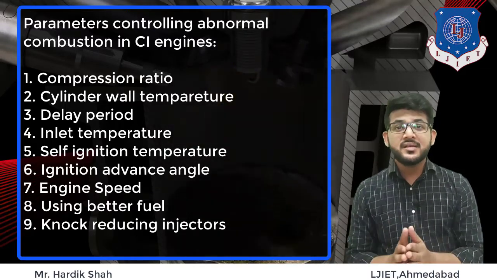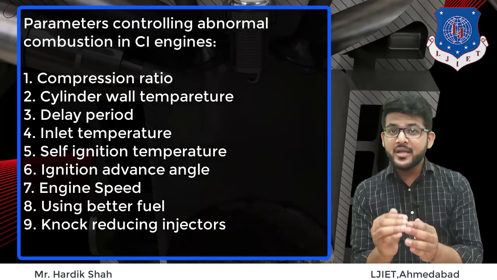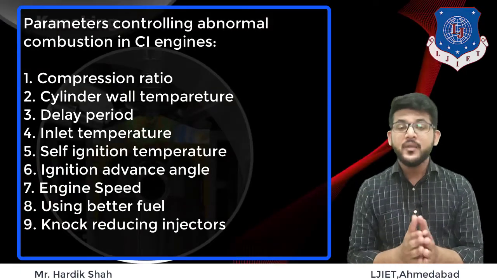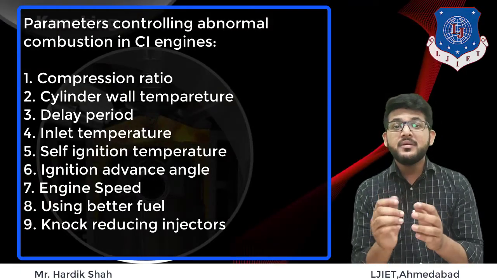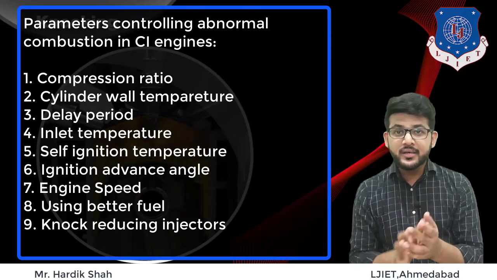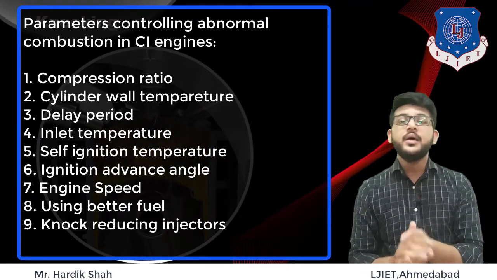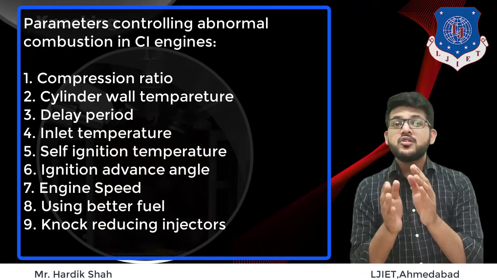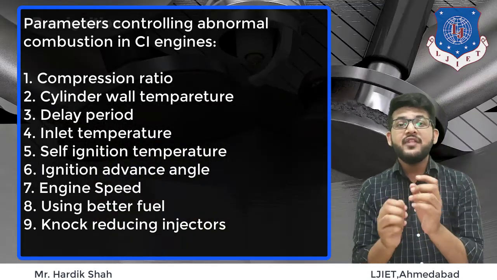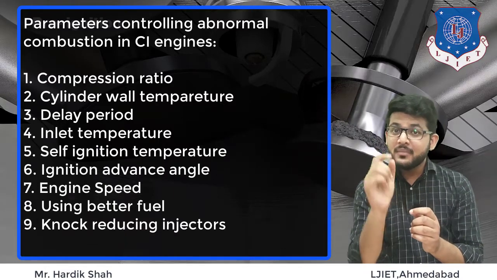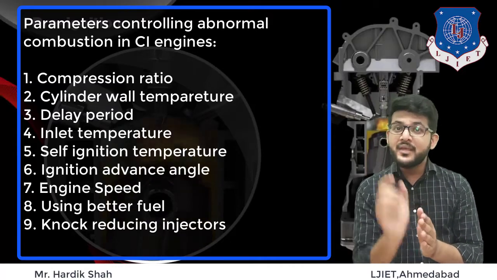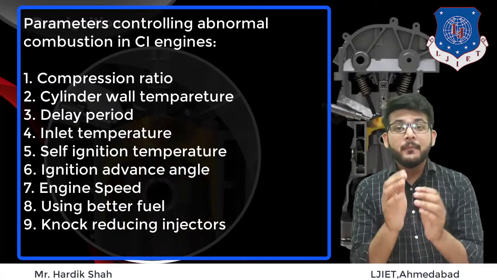Okay. Second one is cylinder wall temperature. If the cylinder wall temperatures are high, the delay period will be less and hence the knocking will also be less. Third one is delay period. The delay period must be small. If the delay period is large, more fuel will be accumulated in the engine, and it will burn suddenly. Fourth one is inlet temperature. For a smaller delay period, the inlet temperature must be high. Fifth one is self-ignition temperature. Self-ignition temperature must be low so that less time is required to reach the temperature. Therefore, only a small amount of fuel burns in a controlled manner.